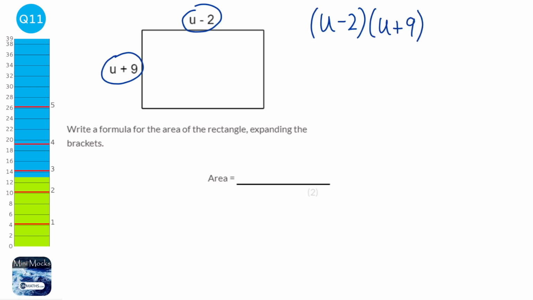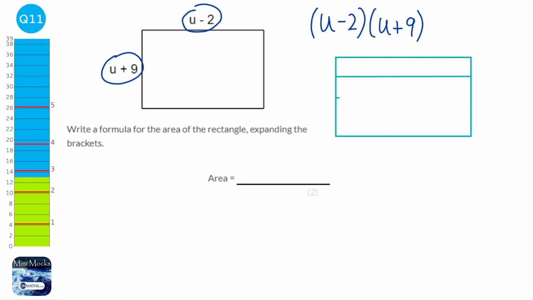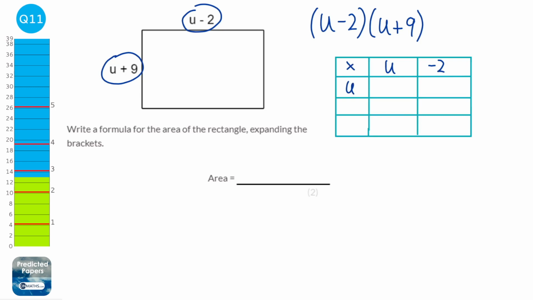Okay, and the way we do this is with our grid. I'm just going to draw out the grid. And so we've got u minus 2, and we're multiplying it by u plus 9. And so we've got u times u, which is u squared, u times minus 2, which is minus 2u, 9 times u, which is 9u, and 9 times minus 2, which is minus 18.